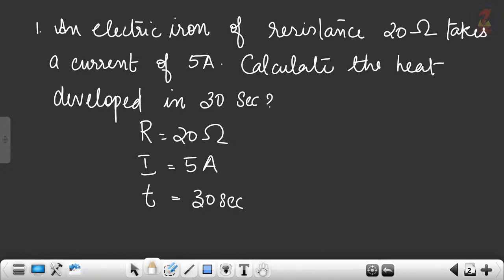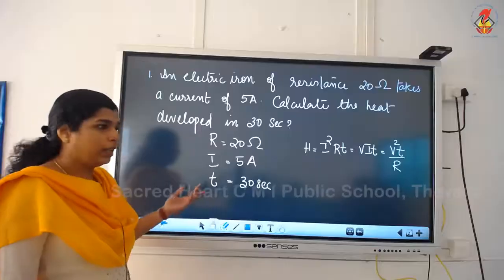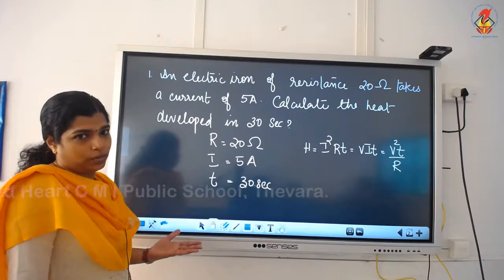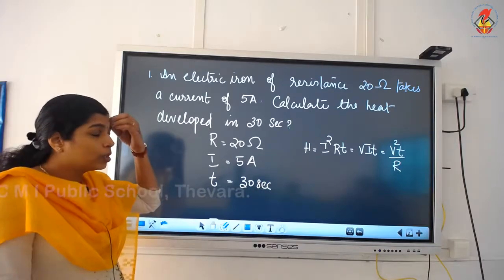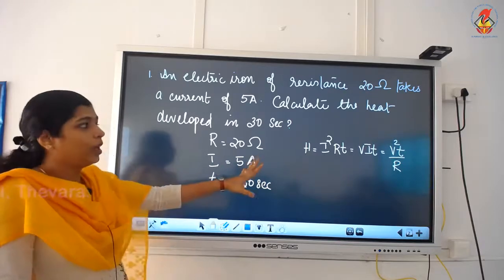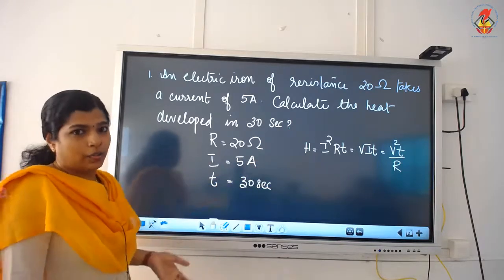We know three equations are there to find the heat developed, that is H is equal to I squared RT, that is equal to VIT, that is equal to V squared T by R. So, any of these three equations you can use and find the heat developed. We will select the simple one, direct substitution. We will select the equation H is equal to I squared RT. Direct way you can substitute in the equation and find the answer.